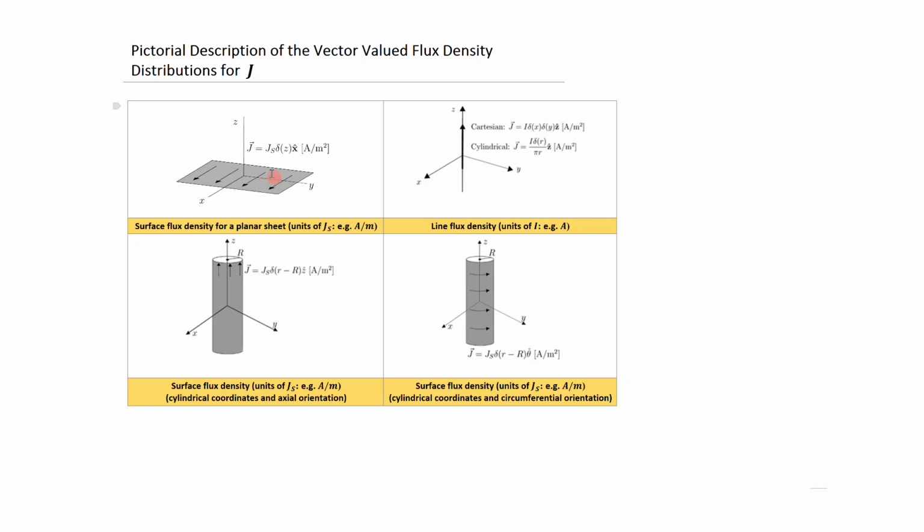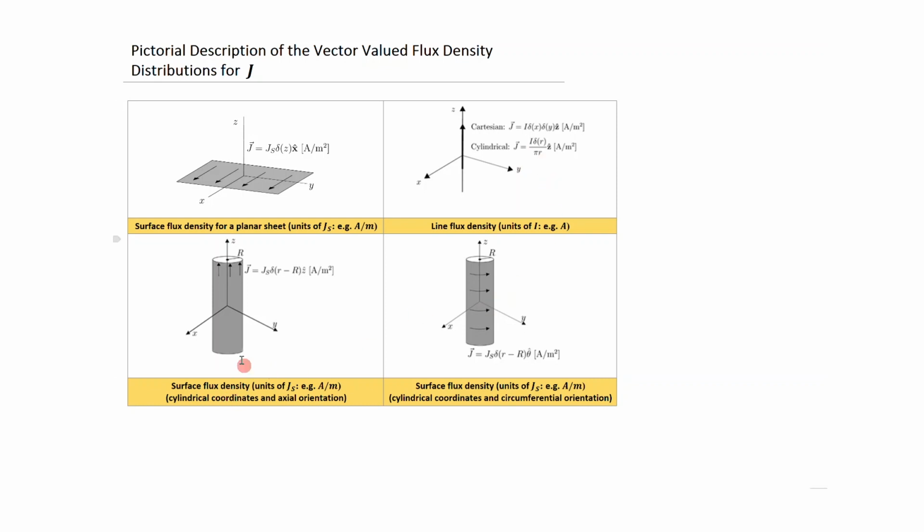For instance, if we were looking at current flux density in a plane that's residing on the XY plane, then this is current flux density in the x hat direction, and it's a surface current density, so this would be J_S times delta(z). If we're looking at a line flux density, this is in the z hat direction. We could either express this in terms of Cartesian coordinates, in which case this is delta(x) delta(y), or in cylindrical coordinates, it would take on a form that looks like this.